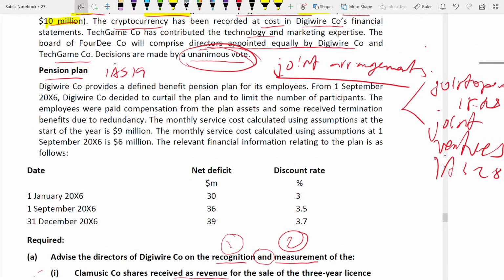Digiwire provides a defined benefit pension for its employees from 1st of September 2006. They decide to curtail the plan and to limit the number of participants. The employees were paid compensation from the plan assets and some received termination payments due to redundancy. The monthly service cost calculated using assumptions at the start of the year is 9 million. Okay, this is the monthly service cost. The monthly service cost calculated using assumptions at 1st of September 2006 is 6 million. This is at the start of the year and this is at 1st of September 2006.